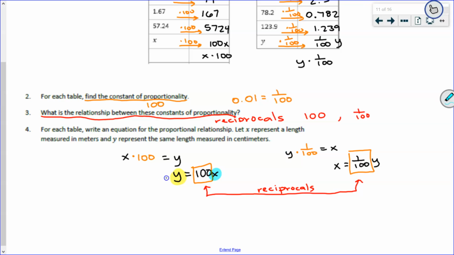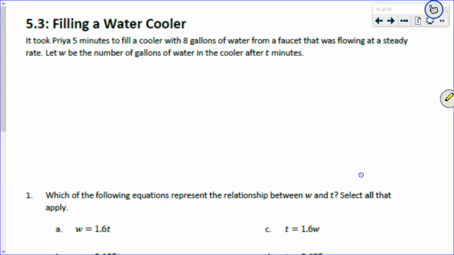Okay, and here's what I hope you saw. Here in this equation, the y is all by itself, and the constant of proportionality is multiplied by x. But here, the x is all by itself, and the constant of proportionality is multiplied by y. Do you see how those variables switch places too? Okay, and now we're on to the next problem.